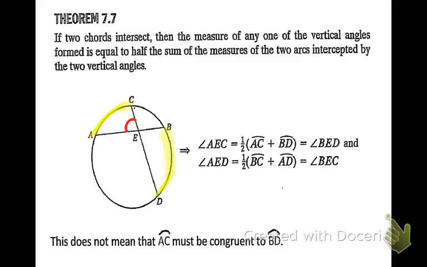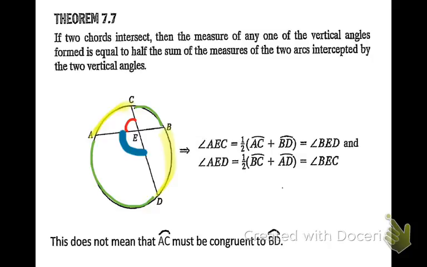And so would BED. And then if we need to find AED, AED would equal 1/2 the sum of AD plus CB, which is angle BEC. This does not mean that arc AC must be congruent to BD. They don't have to be congruent. It's just the average of those two. Alright?